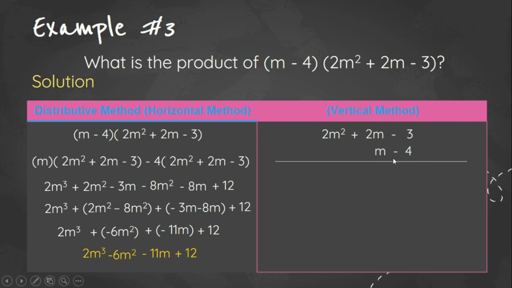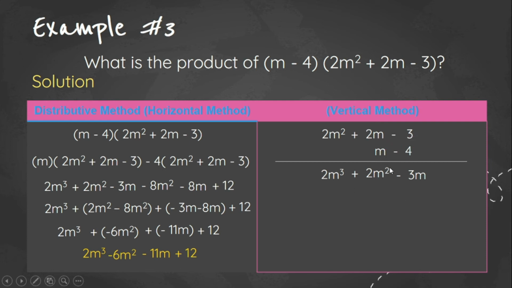So, let's work with the first one. First term, kagaya ng ginawa natin dito. First term na m, multiply sa lahat ulit. But let's do it vertically. So, m times 2m squared, that is 2m cubed. Tama? Kagaya nung sa kanina. Then, m multiplied by 2m, that is positive 2m squared. m multiplied by negative 3, that is negative 3m. So, we're done with the first term.